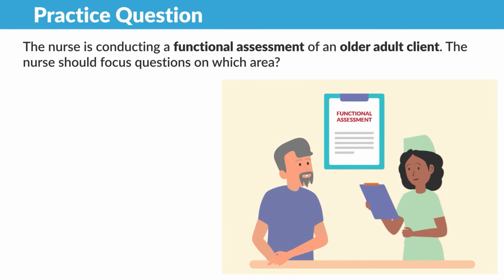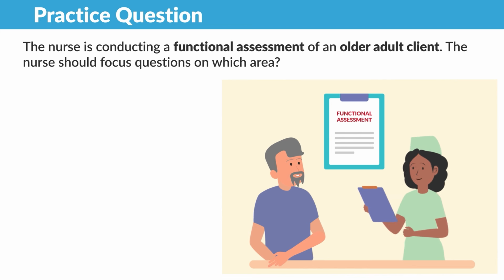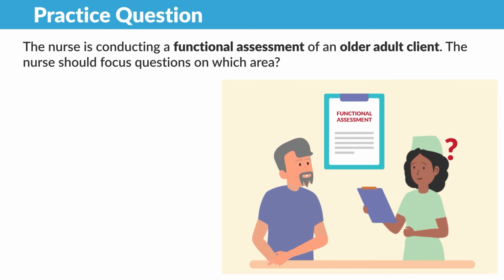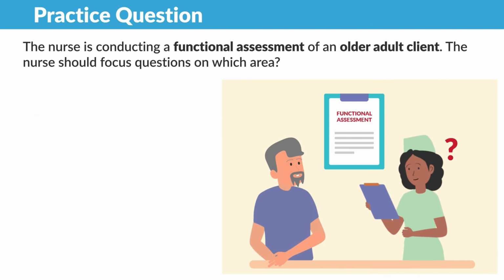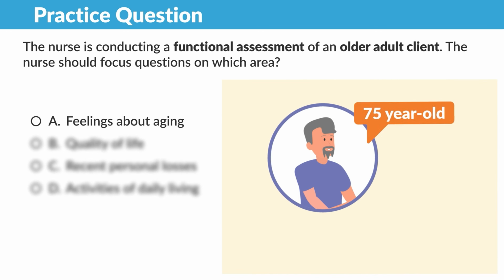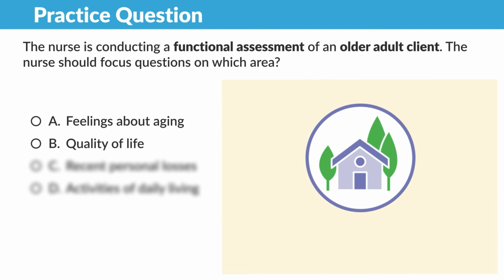Now for a practice question. The nurse is conducting a functional assessment of an older adult client. The nurse should focus questions on which area? So option 1, feelings about aging. No, this would not occur at this point in the assessment. How about quality of life? No, not in this case.